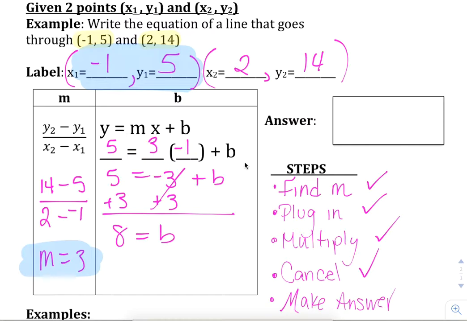So once I have that, now I'm going to take my m and the b that I found and make my equation. Y equals 3x plus 8. Okay. All right, if you need to pause the screen, go ahead and do that. Otherwise, we're moving into the main examples.